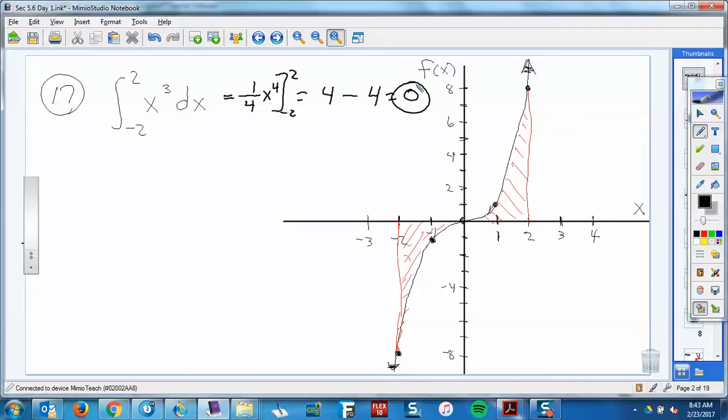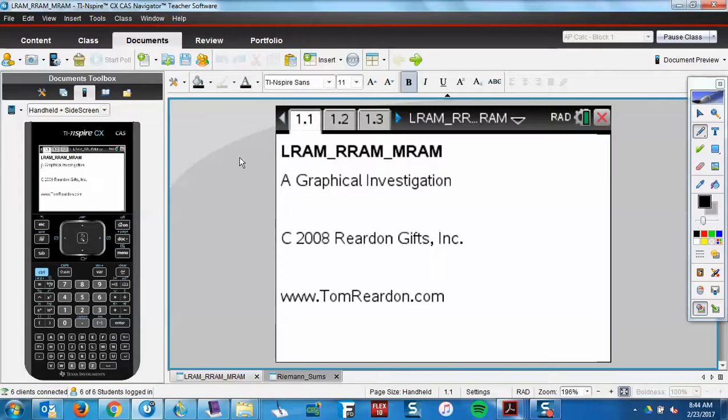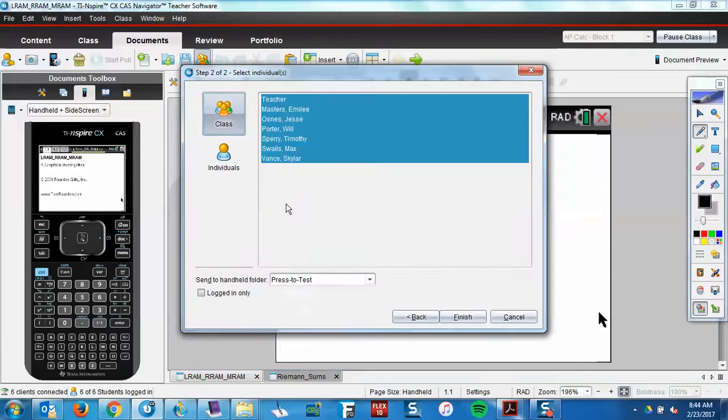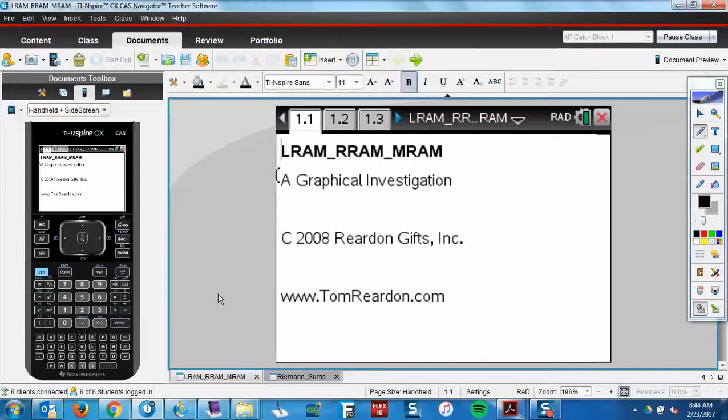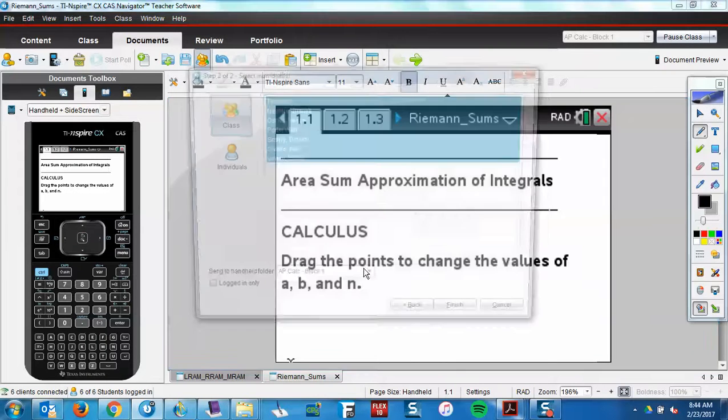Now, they want us to do L4, R4, M4, and T4. What in the world are those? Well, here's where you need your calculator. I'm going to send you this right here. And I'm going to send you this.